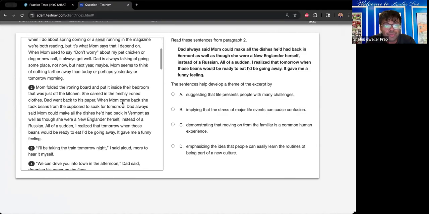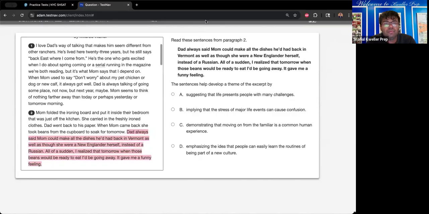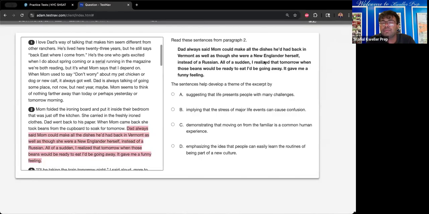This is in paragraph 2, right here. What beans are they talking about? I guess it's like some food in the house. What had these sentences helped develop a theme of the excerpt by suggesting that life presents people with many challenges? There's no challenge here. This is just talking about how she realized that she will be away.